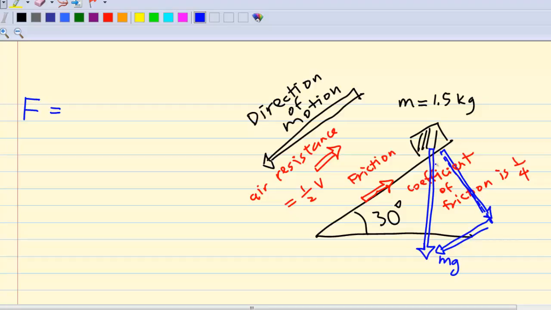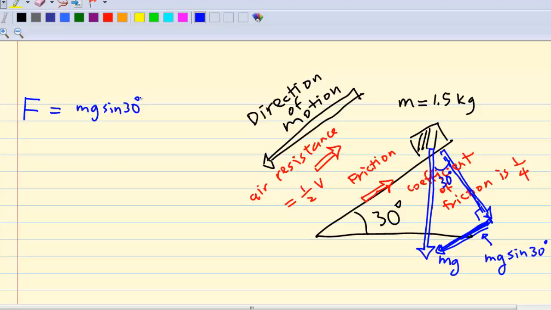Now from here we know this angle is 30 degrees. Using a right angle triangle or similar triangle, the force that is responsible for this downward motion is this component, which is mg sine 30 degrees. So the downward force is mg sine 30 degrees.